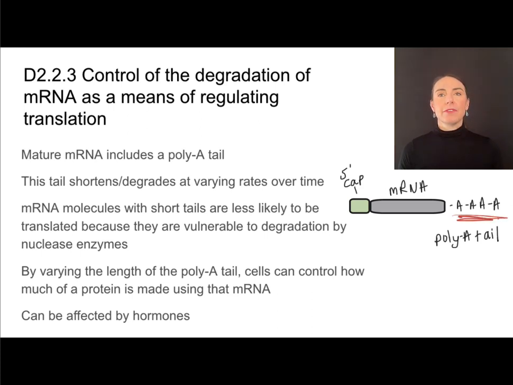By controlling the length of the poly A tail to begin with, cells can control how much of a protein is made using that mRNA. So if we need to make a large amount of proteins using this one piece of mRNA, the cell would add on a very long poly A tail. If only a small amount of that protein is needed, a short tail would be manufactured to begin with. Hormones can influence the length of this poly A tail also. So this is a complex process, but there is a link here between the length of the tail and the number of times that this mRNA can be translated, which is one way that cells can control that protein production.